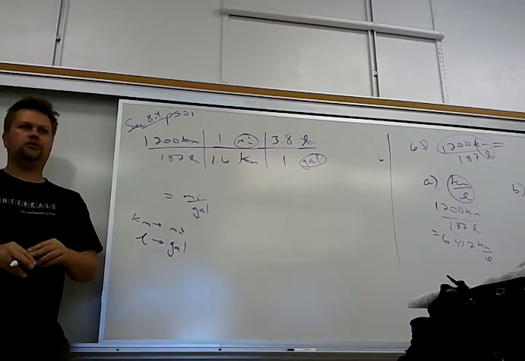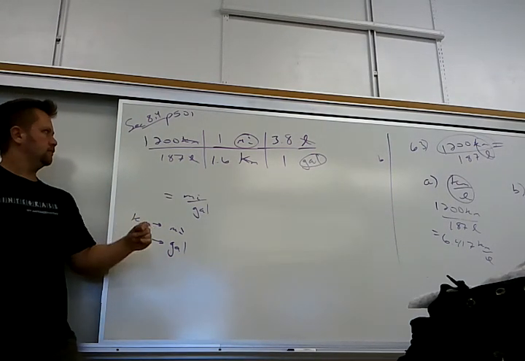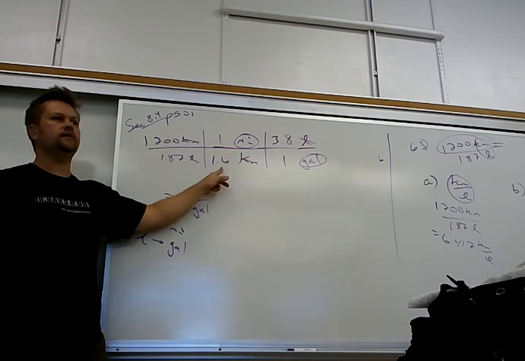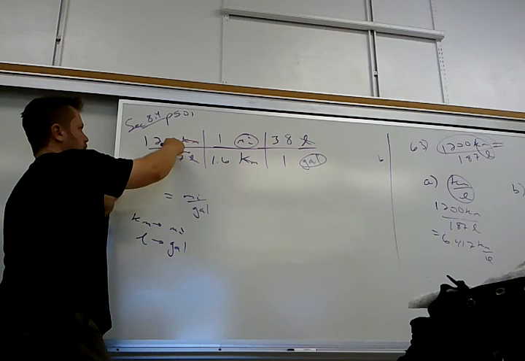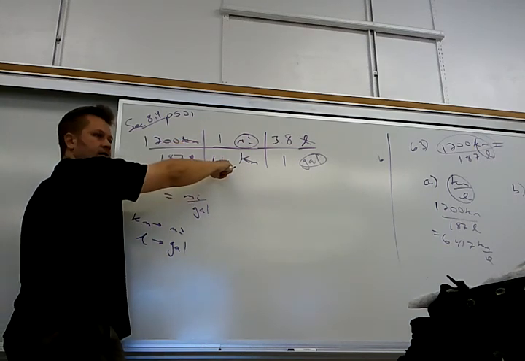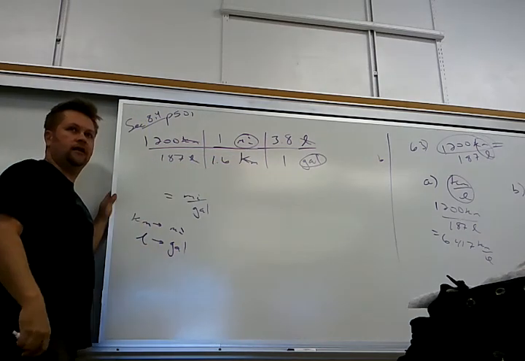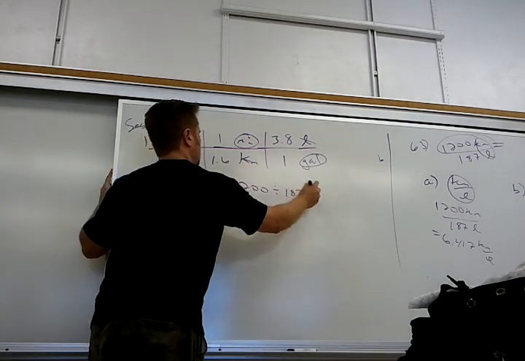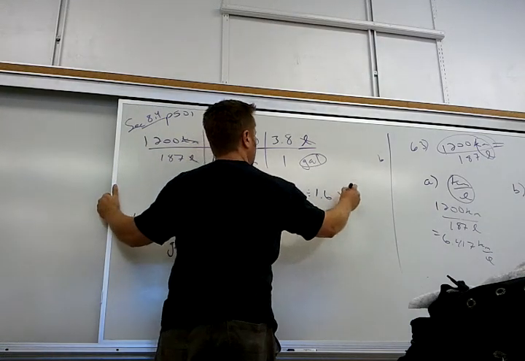I mean, that's almost too easy to buy into, but if you just put the unit where it will cancel and then fill in the numbers in the right places, what do I do with 1,200 divided by this, divided by this, times that? If you put that in the calculator exactly, 1,200 divided by 187, divided by 1.6, times 3.8.